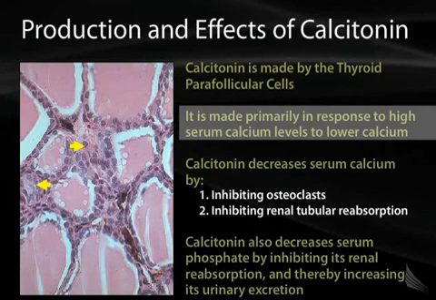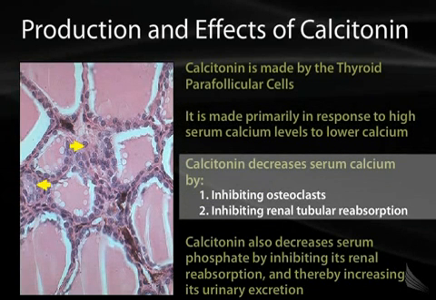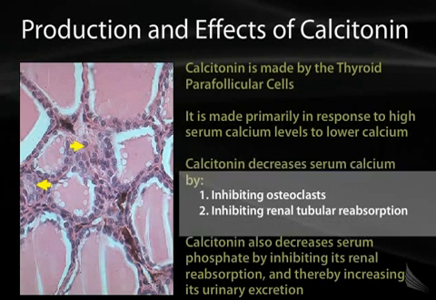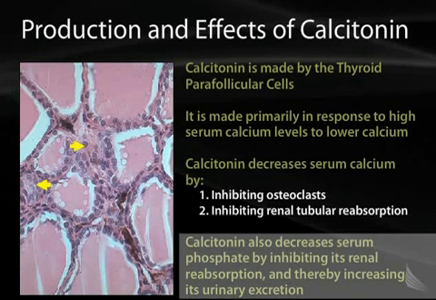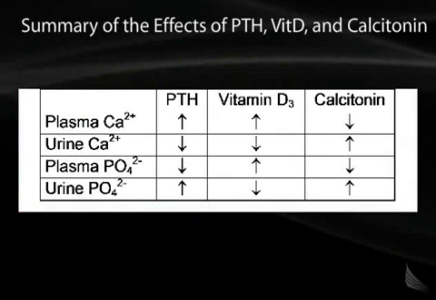And it's primarily made in response to a high serum calcium level. So the job of calcitonin is to really tone down the calcium. So if there's a lot of high calcium, calcitonin goes up to bring it down. And it does that by inhibiting osteoclasts and also by inhibiting renal tubular absorption of calcium. Calcitonin also decreases serum phosphate by inhibiting its renal reabsorption and thereby increasing its excretion.